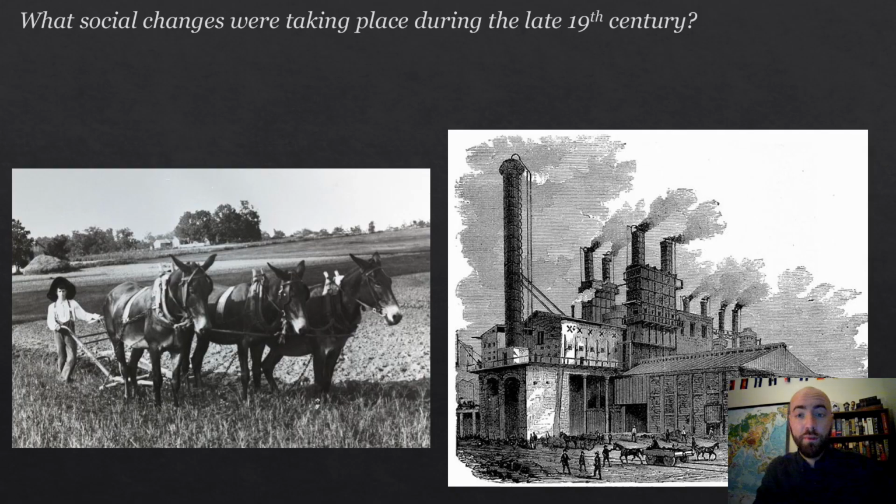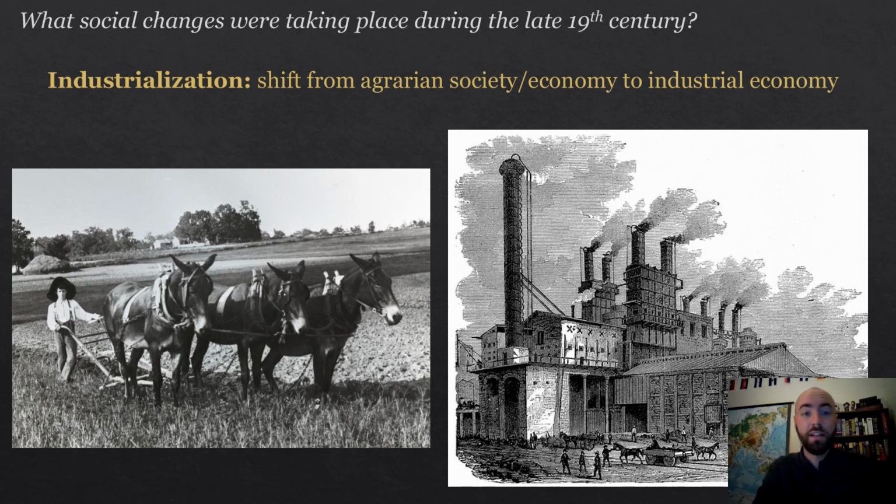We have bigger factories, more power, more technology, bigger railroads. And so let's look at the first answer to our question here. What social changes were taking place during the late 19th century? The first change is industrialization. It's a shift from an agrarian society. Agrarian just means farming, mostly farming. The shift from agrarian society economy to an industrial economy. People are moving from working on farms to working in factories in large numbers. Now, you would still say that right after the Civil War, most people are still living on farms, but there is a growing population moving to work in factories in that setting.